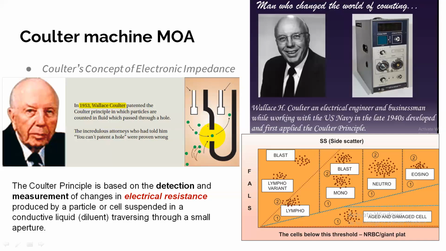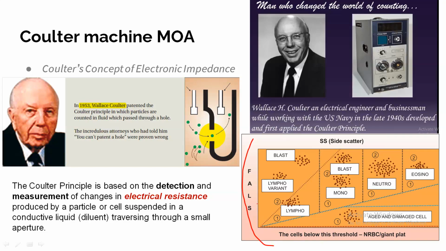This machine was invented by an engineer called Coulter. That's why the name Coulter machine came. And if you see this particular graph, this graph has been prepared basically based upon the size and the granularity.